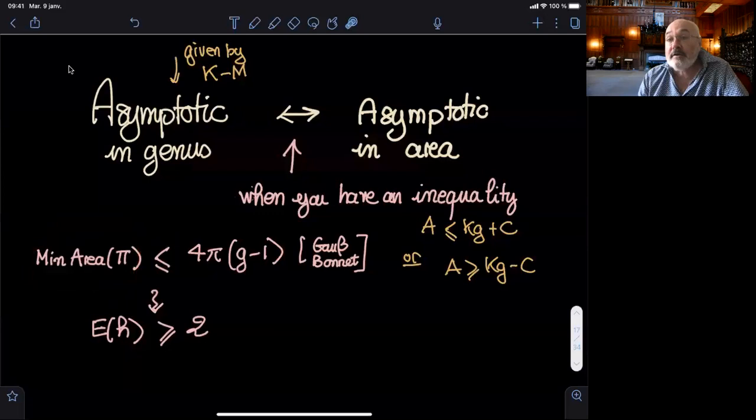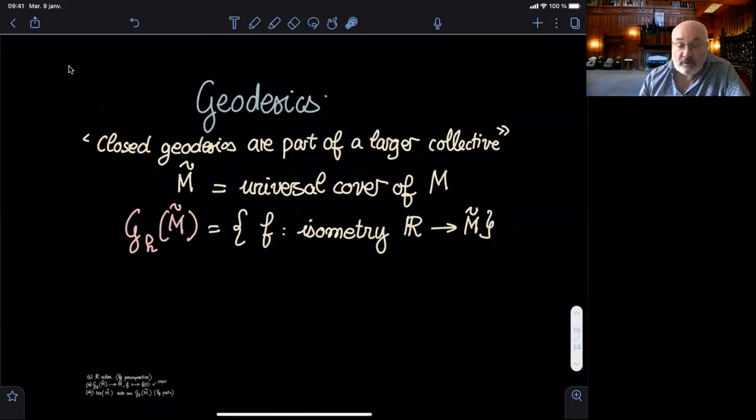So let's focus on what I like the most, which is the equality case. Maybe it's time to go back to geodesics. The way I presented the result was some kind of a cheat, because I always talked about closed geodesics. But the proof uses the fact that these closed geodesics are part of a larger family, the space of all geodesics. So let's define the space of geodesics in general.